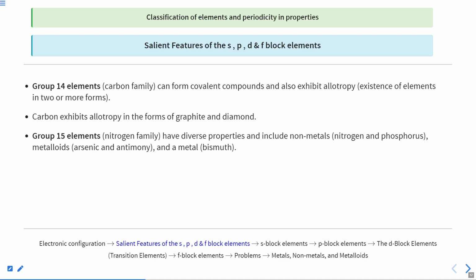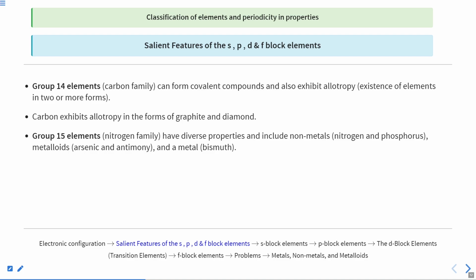So what is allotropy? Basically it is the property of an element to exist in multiple forms. Like carbon, whose allotropes include graphite, diamond, and Buckminsterfullerene, which is C60. So carbon is excellent at making these allotropes. They exist in the form of graphite and diamond.